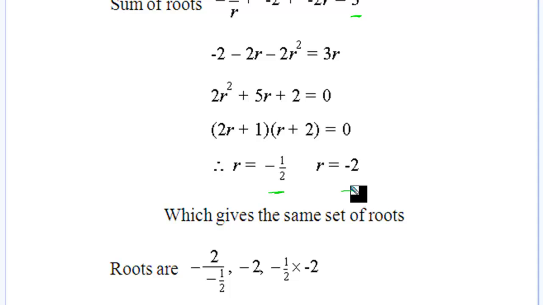So that means our roots would be minus 2 on r, if I take r to be minus a half, and so that gives us 4. We get a minus 2, and minus a half times minus 2, which gives us 1. So it doesn't really matter whether we take r to be minus 2 or minus a half, we get the same roots. So that's how we work that out. So the key here is to remember where to start. If we can't make that start, then it makes life really difficult for you.